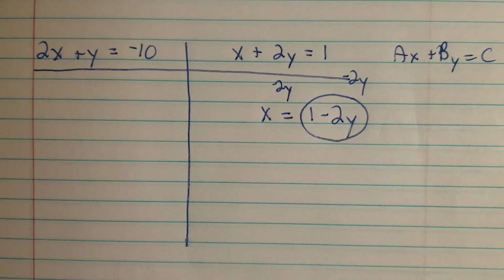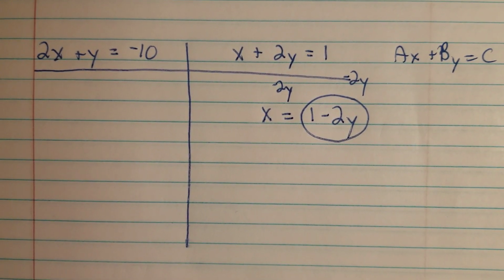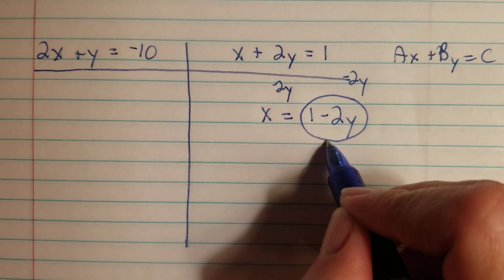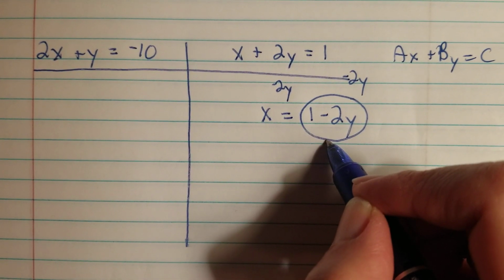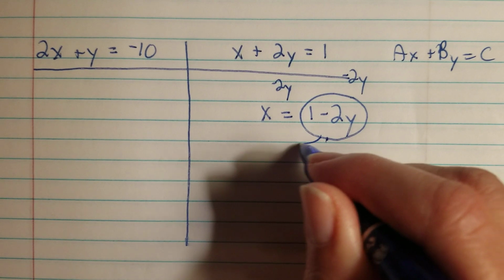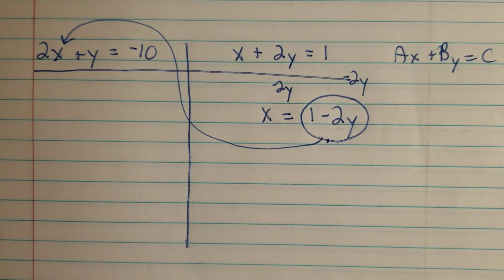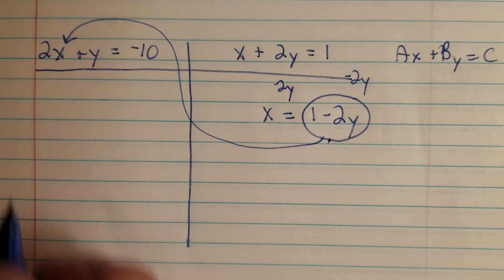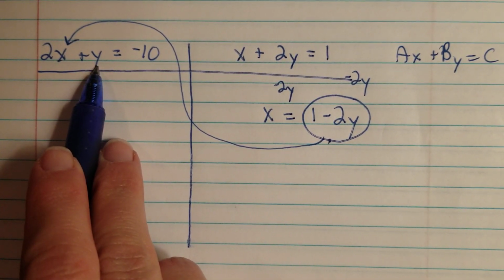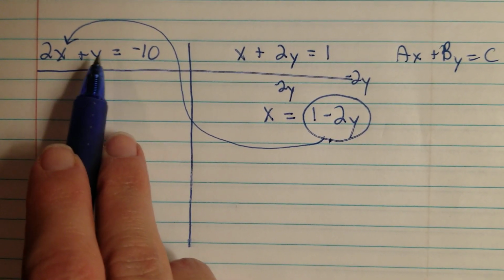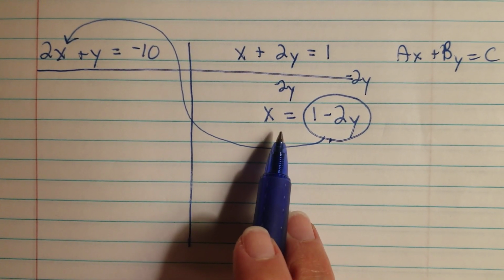This equals x. 1 minus 2y equals x. Well, that means I can substitute this in for any x. And that's what I'm going to do. I'm going to bring this over here and substitute it in for x. Now, I could have easily taken this equation and solved for y and substituted that expression over here.